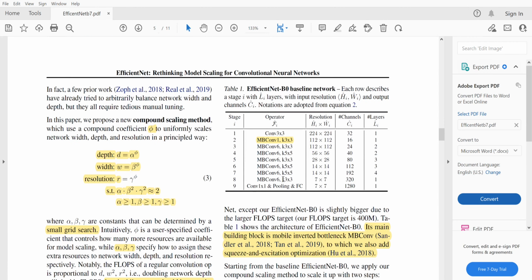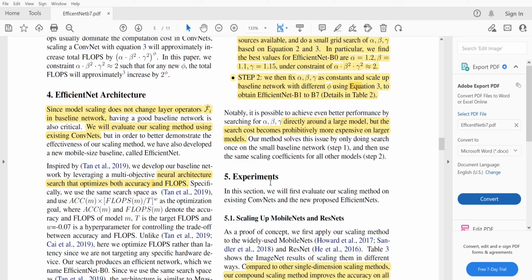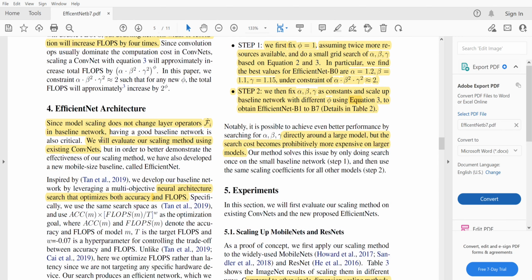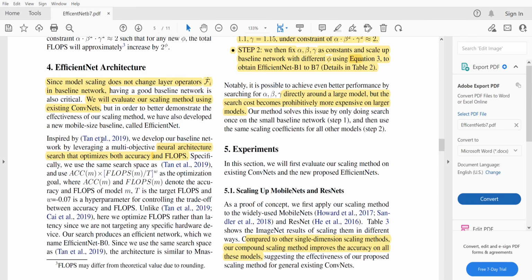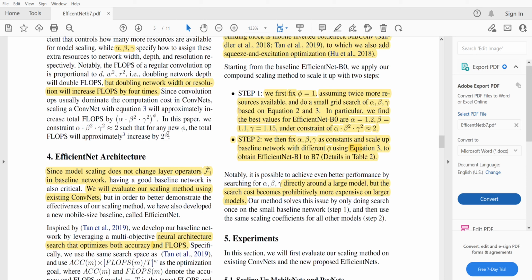So over here now, the EfficientNet architecture. Since model scaling does not change the layer operators in the baseline network, we have a baseline now over here. Break point 2.